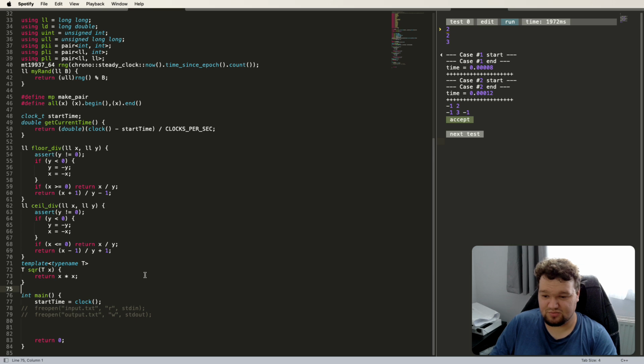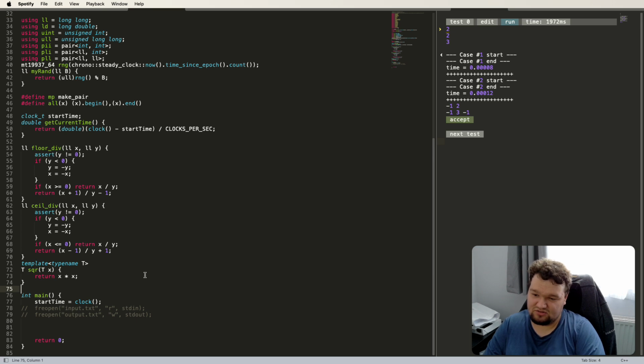Okay, so in this problem I don't need to, well, I will have a map, so I guess I'm storing the array.